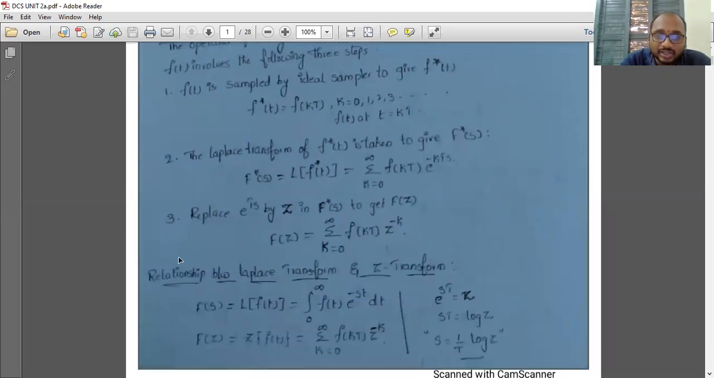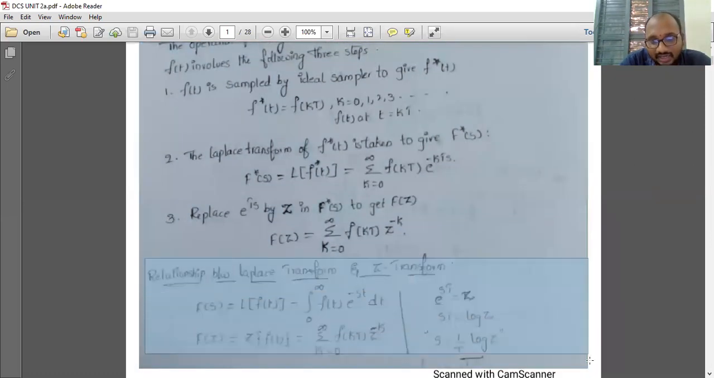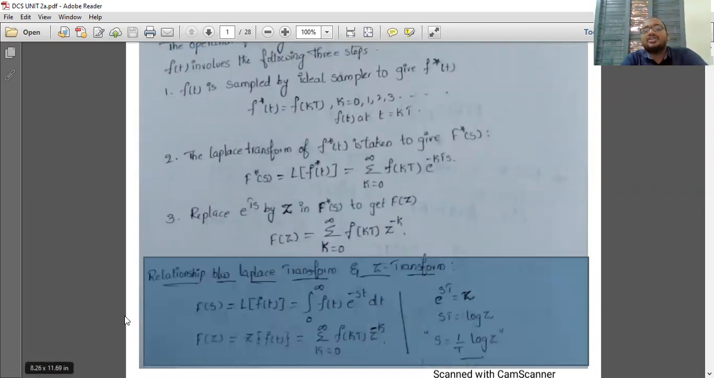Next, a very important short question in your final examinations is the relationship between the Laplace transform and the z transform. We know the domain in the Laplace transform is s. So here indirectly he is asking for the relationship between s and z.